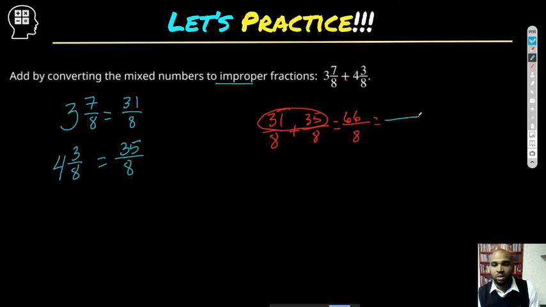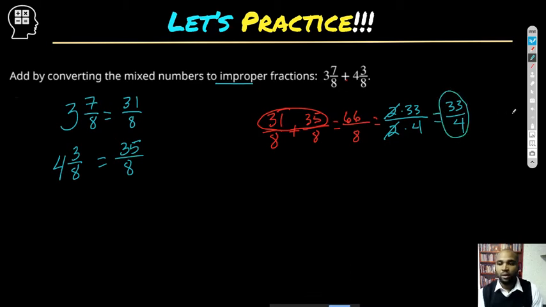So I know 66 can be divided into factors of 2 and 33. 2 times 33 gives me that. And 8 can be divided into factors of 2 and 4. Well, now I can see that my 2's are going to cross out, leaving me with 33 over 4. There are no factors that 33 and 4 share. So this is all we can end up with.